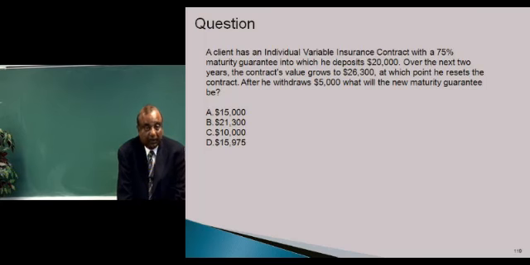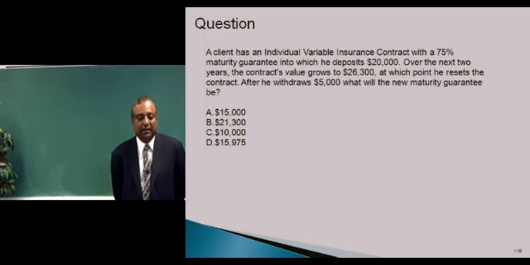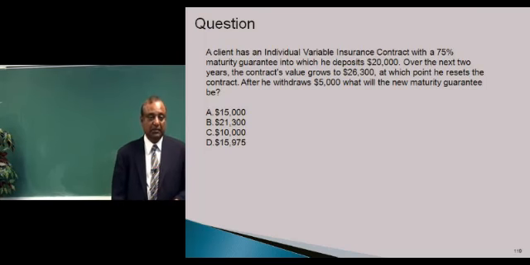Now obviously his account value is $26,300 at which point he resets and he takes out $5,000. So investment remaining is $21,300. So the new guarantee is going to be 75% of $21,300, which is going to be $15,975. Answer is D. D as in David.